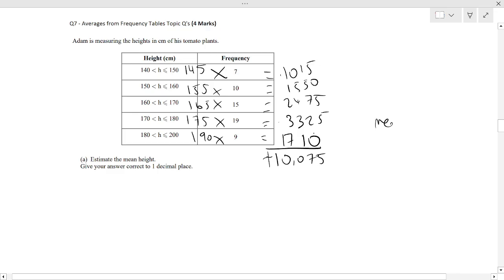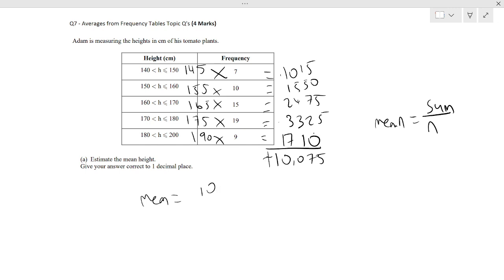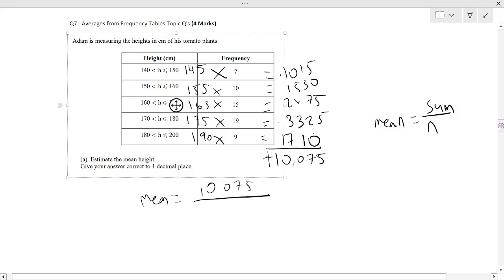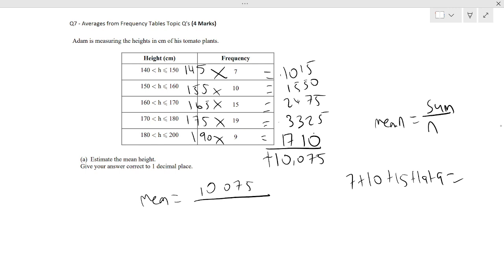So now it's a mean. Remember the mean in general is the sum, the frequency times the height, over the number of plants we have. So the sum we worked out was 10,075. But then we need the total frequency. They're not giving us the total amount of plants. So how can we work that out? Well, we just add all the frequencies together. 7, add 10, add 15, add 19, add 9 will get us 60.